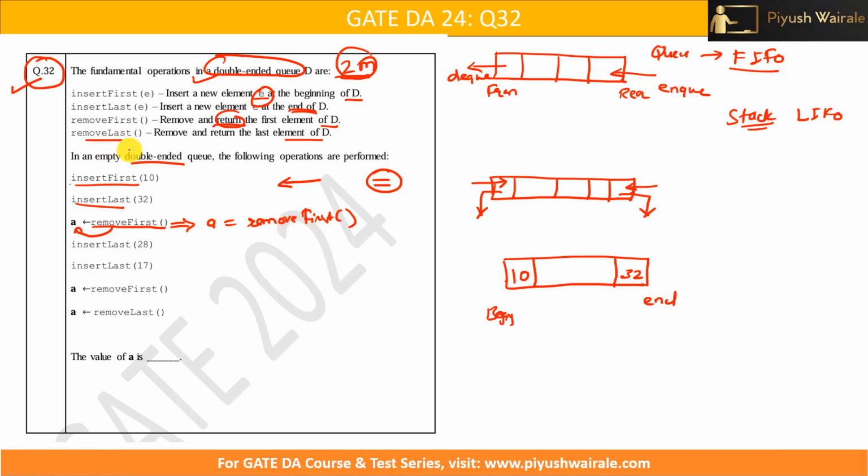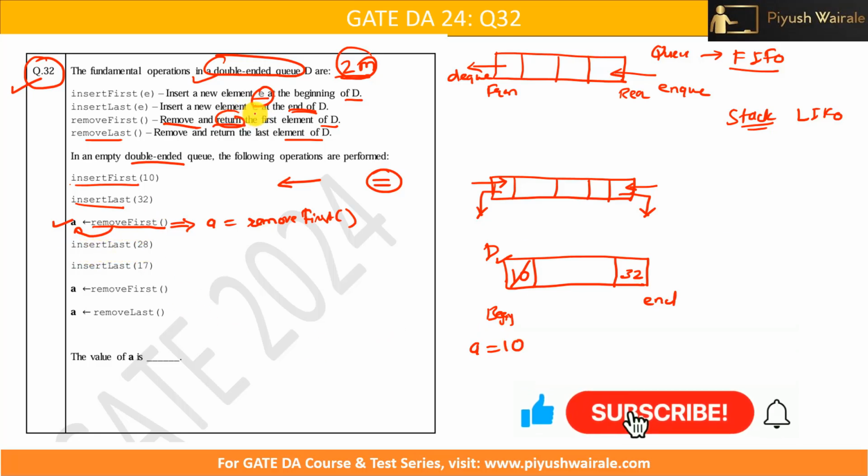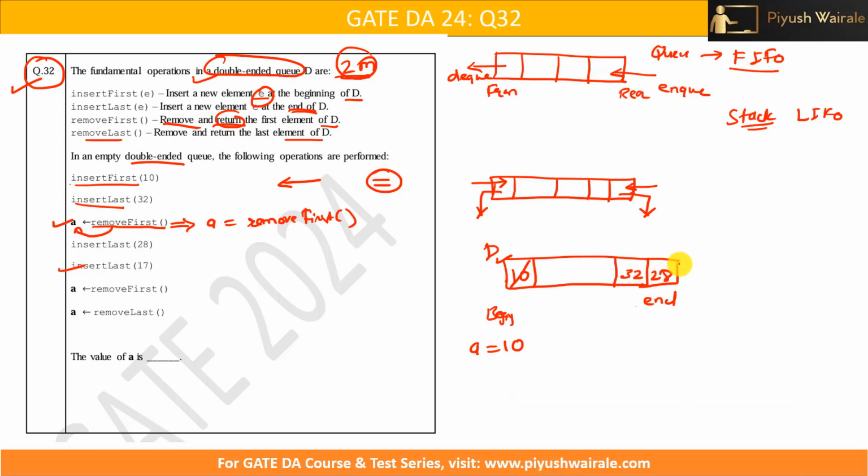Now, remove first is going to remove and return the first element of D. This is the first element of D, so we remove this and return this. So the value of A at this line is 10. Next line, insert last 28. We insert the element 28 at the end of the list. Now again I insert 17 at the last.